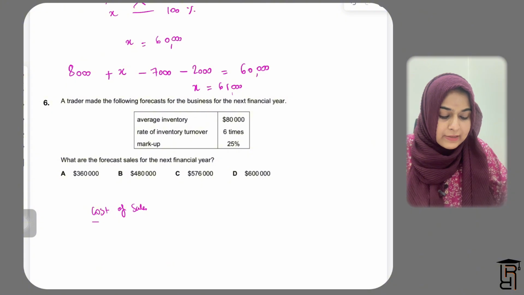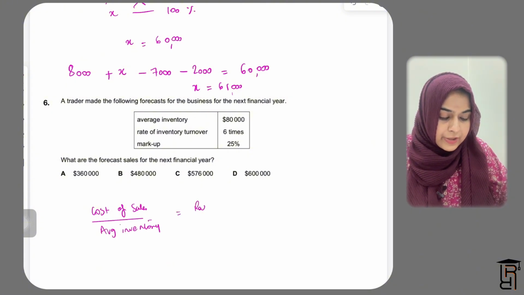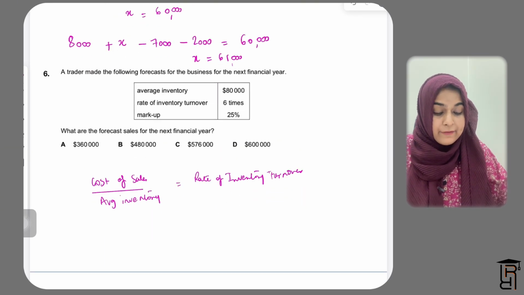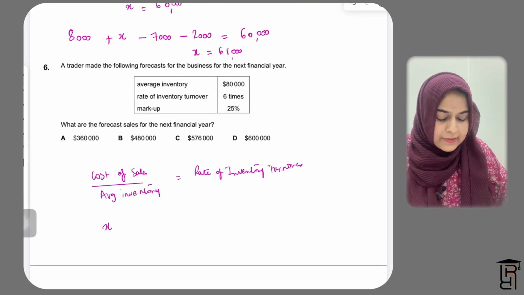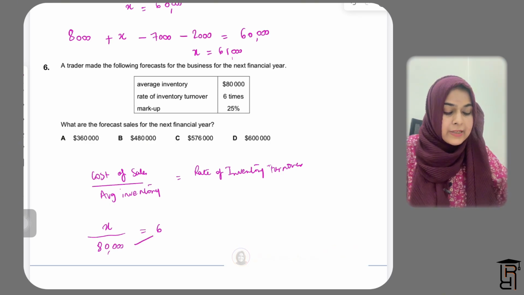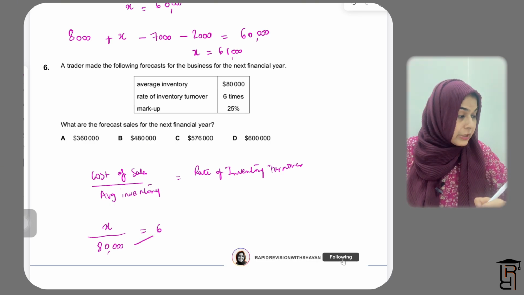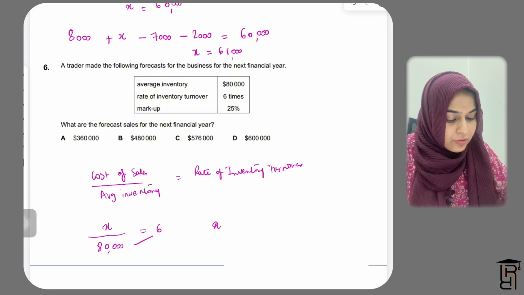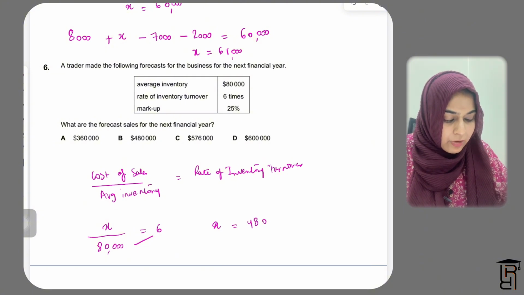So cost of sales divided by average inventory is equal to rate of inventory turnover. We don't know cost of sales, so cost of sales is X, average inventory is 80,000, and that is equal to 6, which is my rate of inventory turnover. So when I multiply 6 into 80,000, it is going to give me 480,000. So X is 480,000. That is my cost of sales.